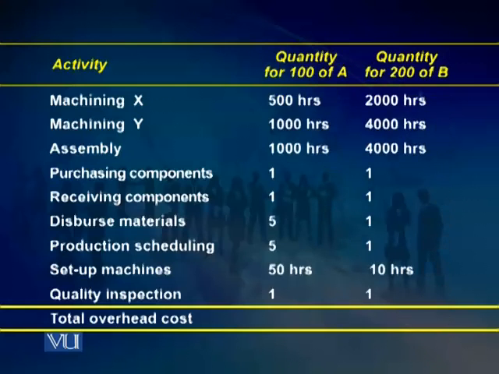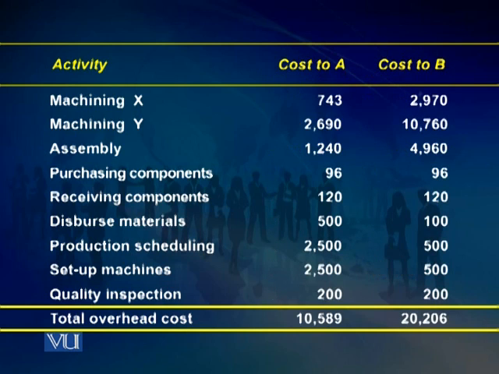In a similar way, the quantity of machine hours used by 200 units of B is 2,000 hours. We said each unit of product B is going to consume 10 hours, and so 200 units will give 2000 hours, and that multiplied by the rate of 1.485 gives the cost of 2970 allocated to B.